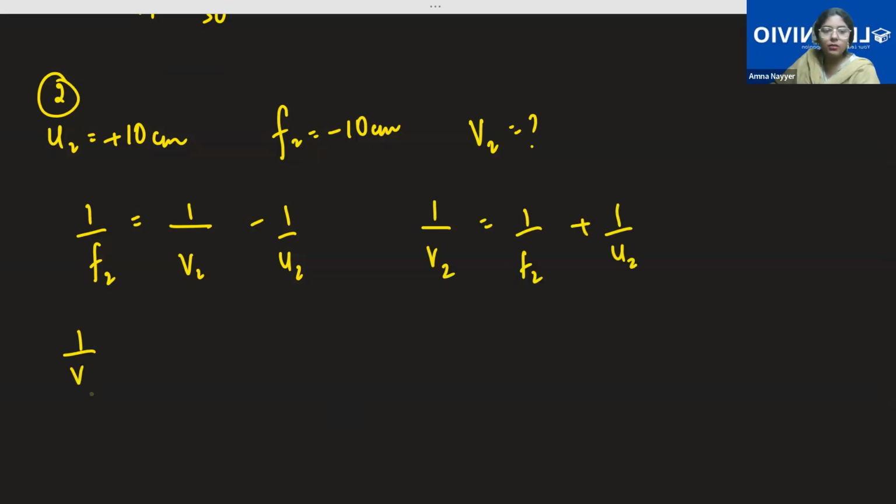Now put in the values. 1 by V2 will be 1 by minus 10, and the object distance gives plus 1 by 10, because this is positive and this is negative. This is how we are putting the values. Yes, Aisha, what's V2? Just tell me what's V2.